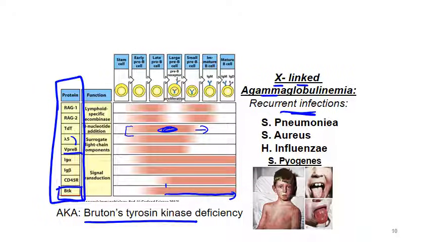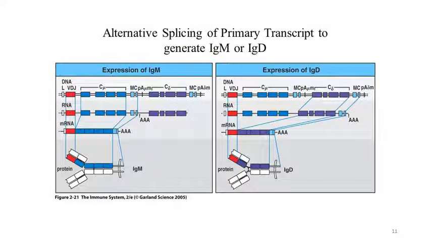All right, there's one more thing that our B cell needs to do before it can be released out of the bone marrow and into the periphery, and that's alternative splicing. We're going to talk about alternative splicing again later when we talk about B cell differentiation and antibody production, but alternative splicing is also how the body knows that a B cell has successfully completed antigen receptor creation, okay?